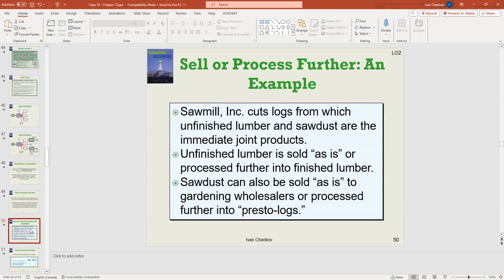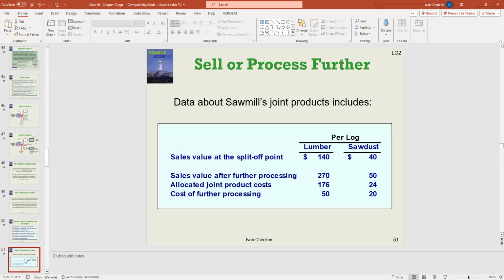We have these two products. We have this company which cuts logs, from which unfinished lumber and sawdust are the immediate joint products. Unfinished lumber can be sold as unfinished lumber or processed further to finished lumber. Sawdust can also be sold as sawdust or can be processed further to the Presto logs. Now, the company says, at this point, the sales value at the split off point is $140 for the lumber and $40 for the sawdust.